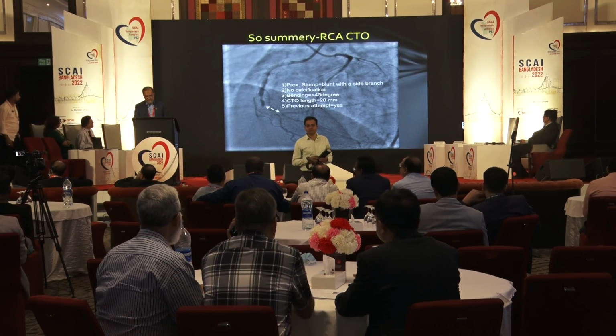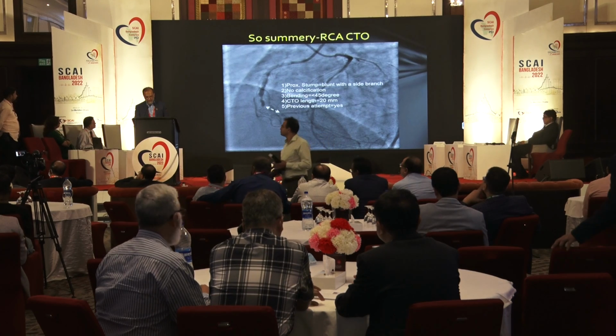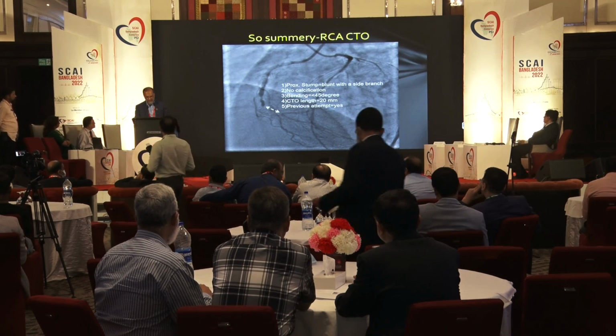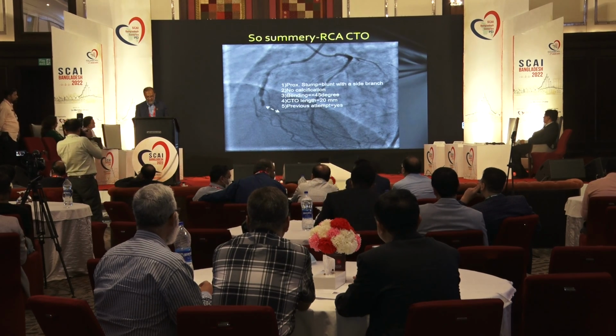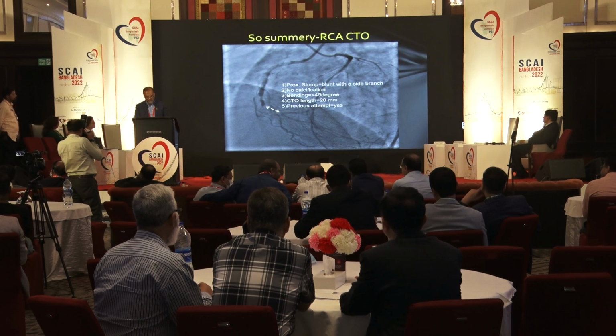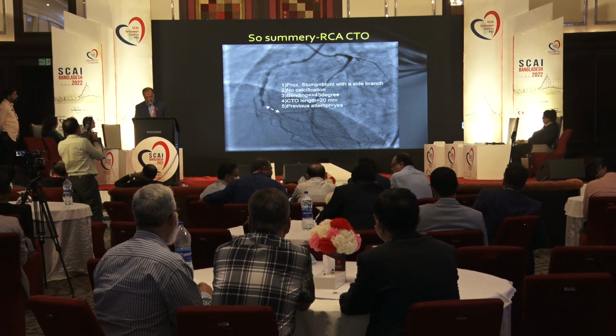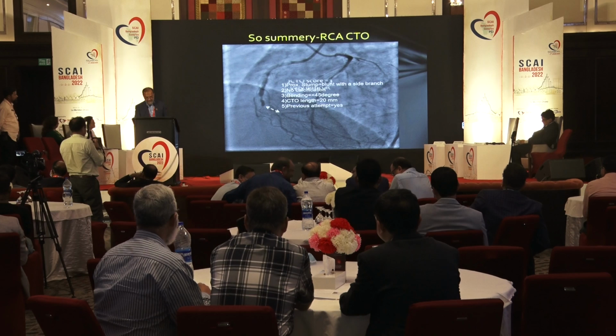In summary, it's an RCA CTO with a blunt proximal stump with a side branch, no calcification, bending less than 45 degrees, and CTO length around 20 millimeters. There was a previous attempt, so the J-CTO score was 3.